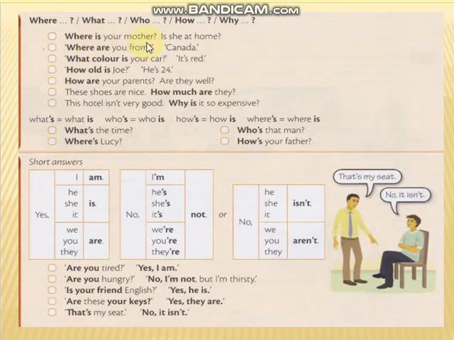Where is your mother? Is she at home? Where are you from? What color is your car? How old is Joy? How are your parents? How much are they? Why is it so expensive?